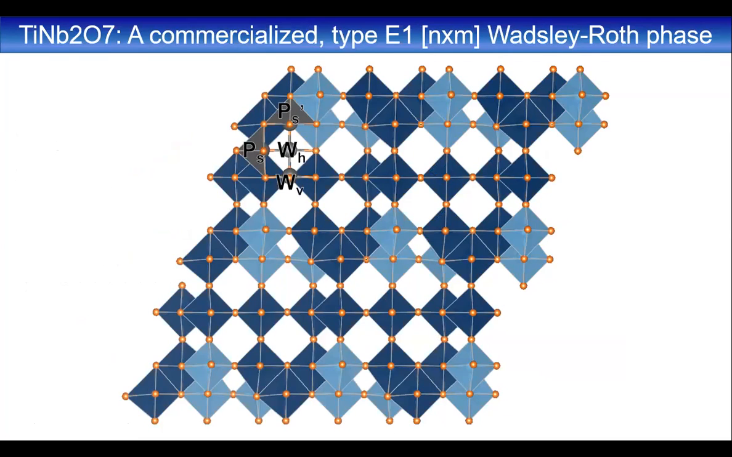I've also been looking at a different system called TiNb2O7, which, although it looks similar, is different from phosphorus niobium oxide. And that means that it has different sites that are stable in it. Particularly, it only has two pyramidal site types and two window site types, which is a bit different from the Wadsley-Roth phases.